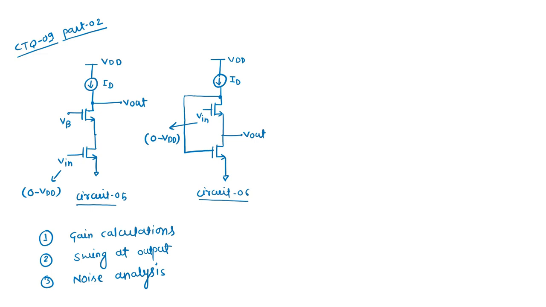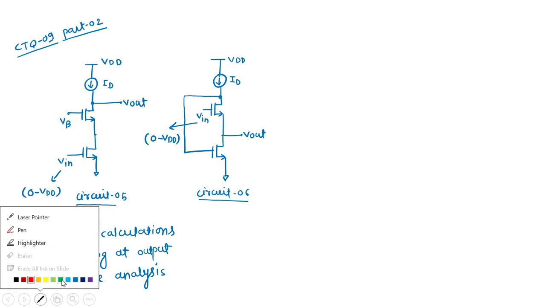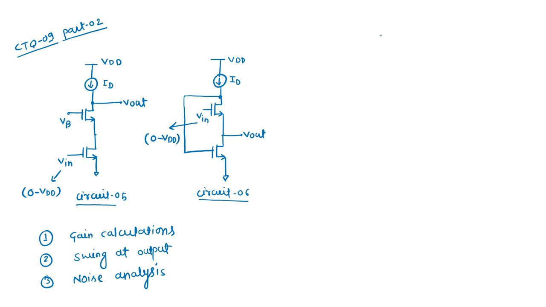There are three things we have to do for all the circuits: gain calculation, swing at the output, and noise analysis. First we'll see how we can calculate the gain for these circuits, and after that, if time permits in this video, we'll see the noise analysis. So let's see the gain calculation first. I'll pick the first circuit, circuit number 5.